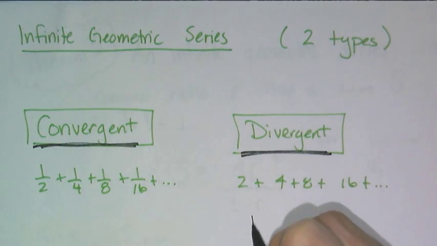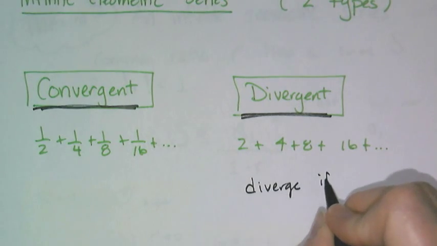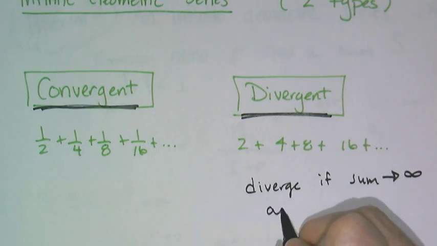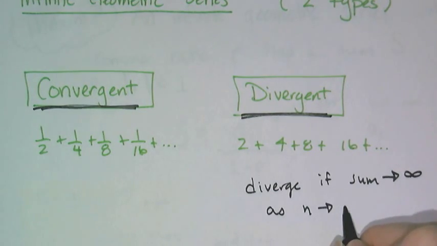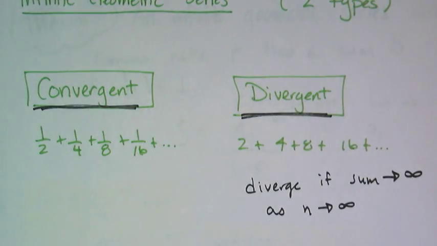So a series is going to diverge if the sum becomes infinitely large as the number of terms becomes infinitely large. And you can never find the sum of that. It just blows up to be some huge number.